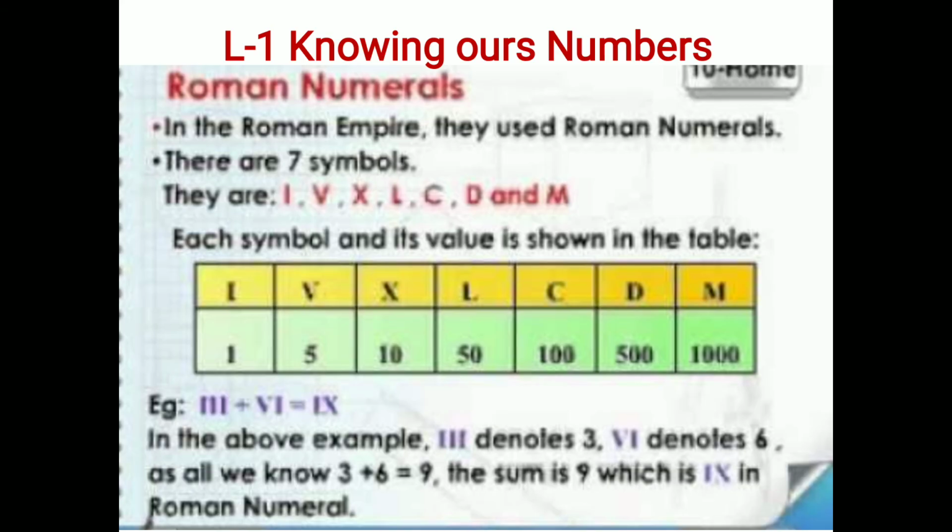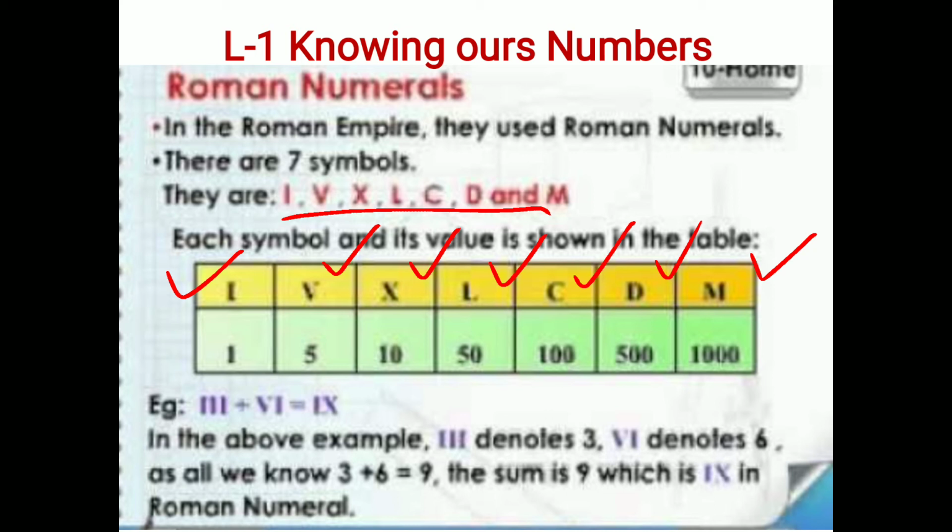As you all know, in Roman numerals we use 7 symbols, and they are I, V, X, L, C, D and M. I is for 1, V is for 5, X is for 10, L is for 50, C is for 100, D is for 500 and M is for 1000. And with the help of these we make other Roman numerals.